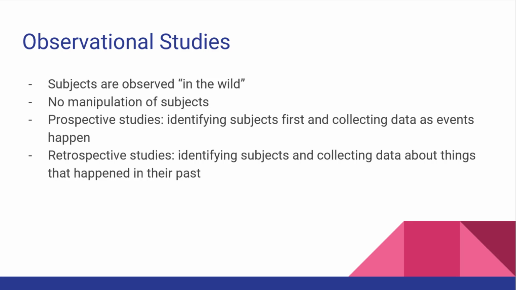You're not manipulating any variables or anything to do with the subjects, you're just letting your subjects be and seeing how they behave or collecting data about them. So there's two main kinds of observational studies. The first is called a prospective study. So this is when you first choose your subjects and then you collect the data as events unfold.